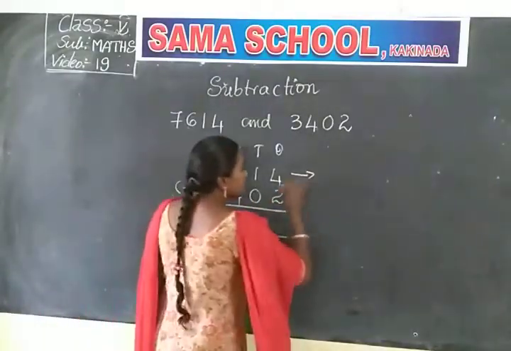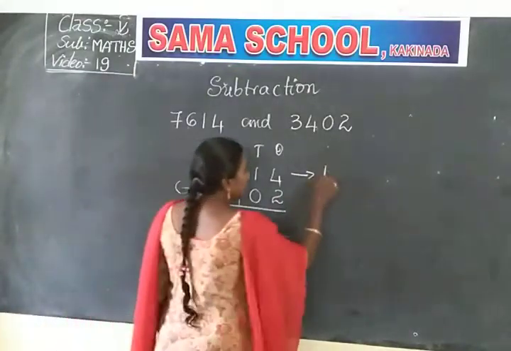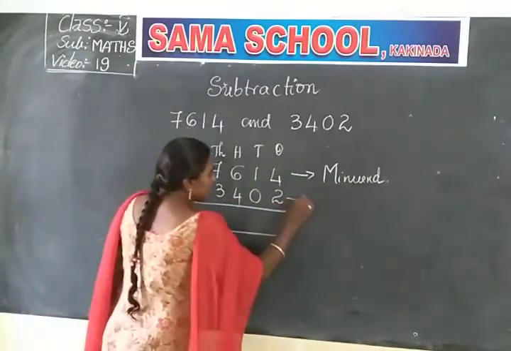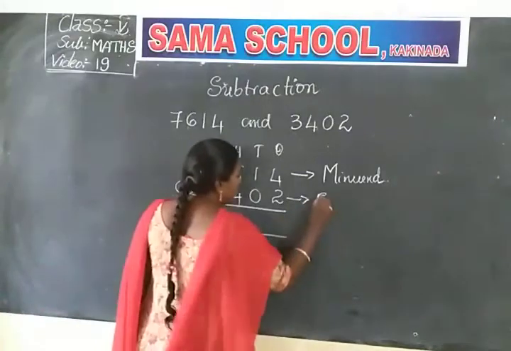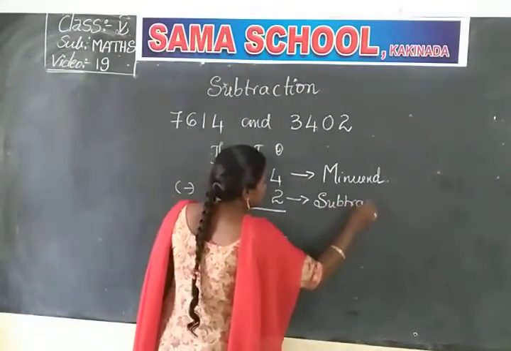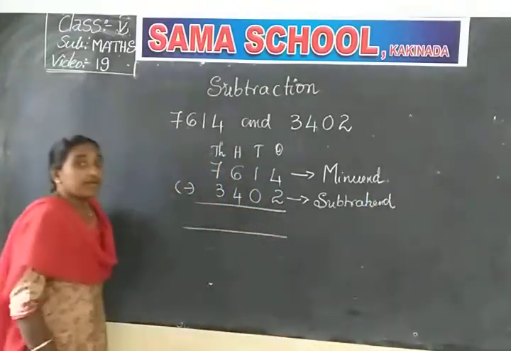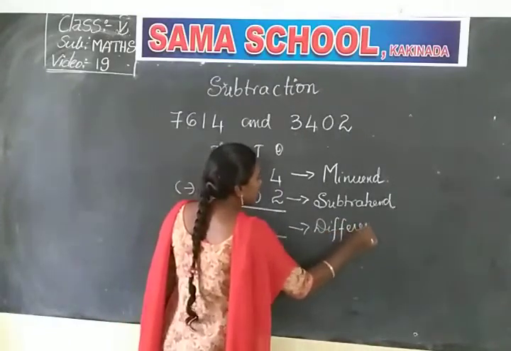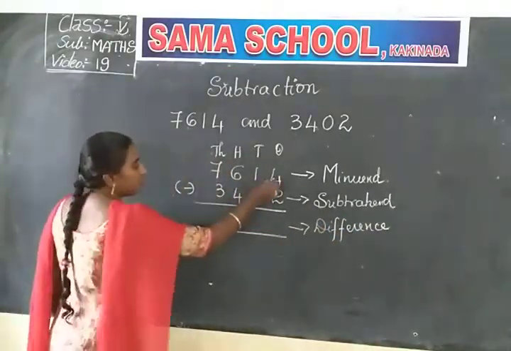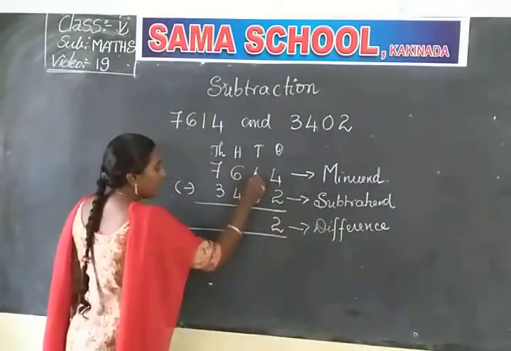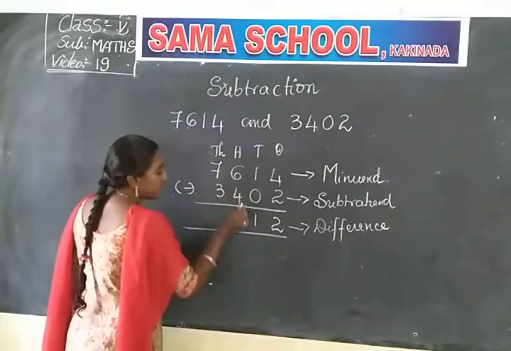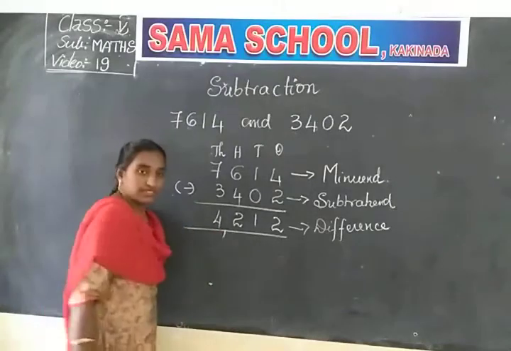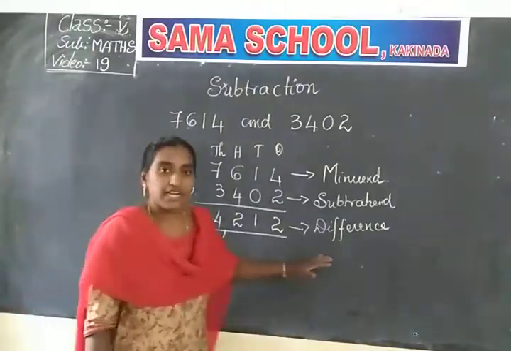Tell me, what is the first term known as in subtraction? Minuend. The first term of subtraction is called minuend. And what is the second term of the subtraction? Subtrahend. And we will find the difference. See, we will find the difference. 4 minus 2, 2. 1 minus 0, 1. 6 minus 4, 2. 7 minus 3, 4. So what is the answer? 4212. This is known as the difference.